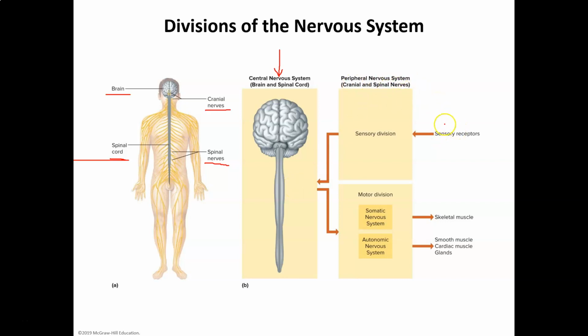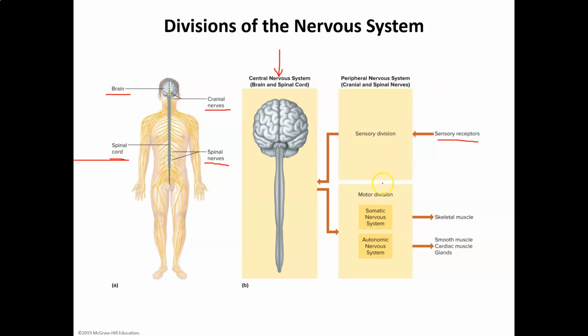Peripheral nervous system is broken down into 2 parts. You have the sensory receptors. That just means anything: your eyes, your nose, taste buds, your ears, touch sensors, joint position sensors, muscle position sensors, all of those things. All those are sensors. They're considered part of the sensory division of the peripheral nervous system. So they give input into the brain and spinal cord. And then your brain and spinal cord have to figure out, what do I do with that information? How am I going to respond to that?